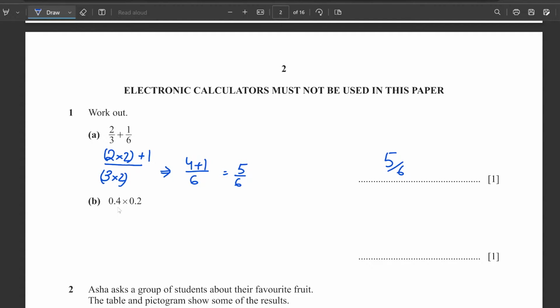Now you have to multiply 0.4 by 0.2. Let's look at this. First you multiply 4 by 2, it gives 8. Now, as far as the decimal places are concerned, you have to check them. This is 1 decimal place, and this is also 1 decimal place. So 1 plus 1 is 2. So you have to count 2 decimal places from here, 1, 2. You place your point over here, and this is your answer, 0.08.